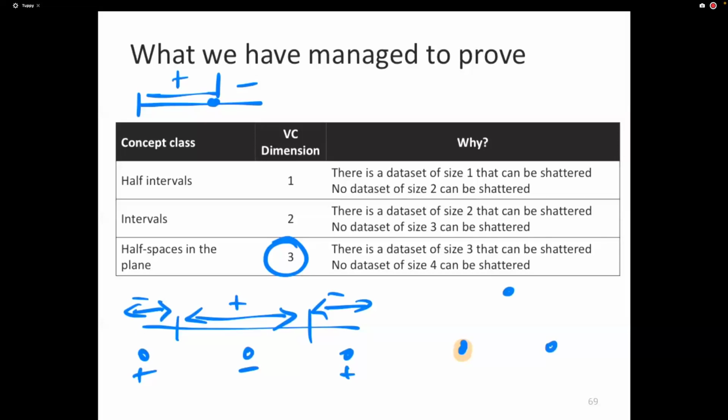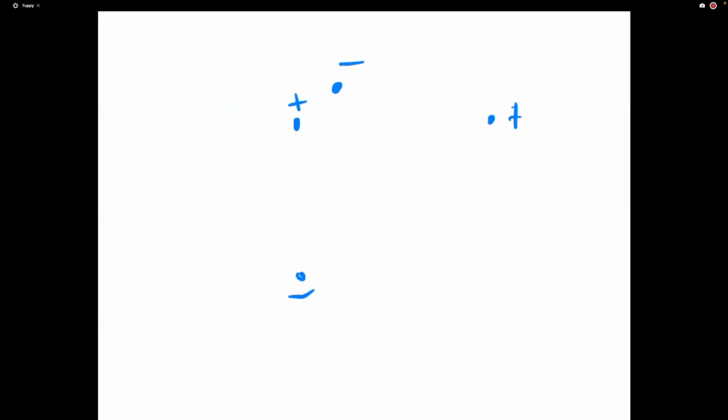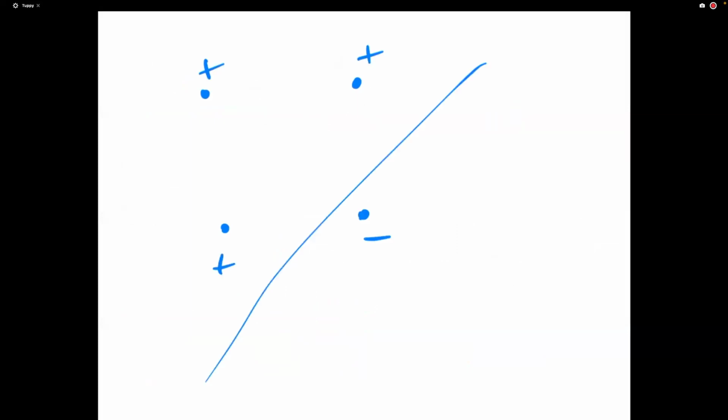No, actually no. No labeling of 4 points can be shattered. Wait. Can you repeat that? Labeling? Good, I'm glad you asked that. So let's consider these 4 points. Let's say I'm going to give this label. And of course, I can separate it. But this is not shattering.